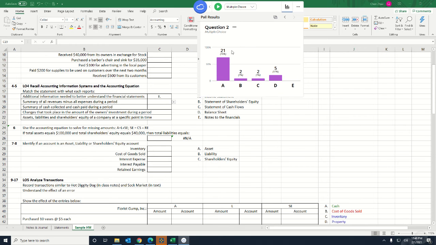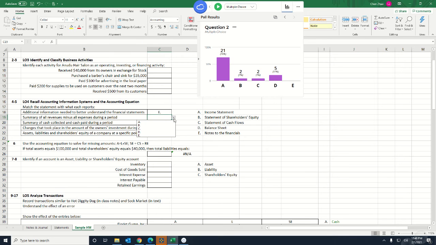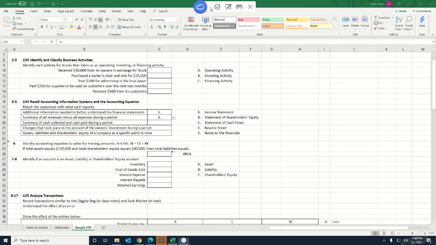Okay, let's see. Revenues minus expenses should be the income statement. So most of you got it right, okay? The income statement, yep. What is that? Did you just do it? Because I just stopped. I just gave 30 seconds. Maybe time's up. Try next time. Okay, so any questions?